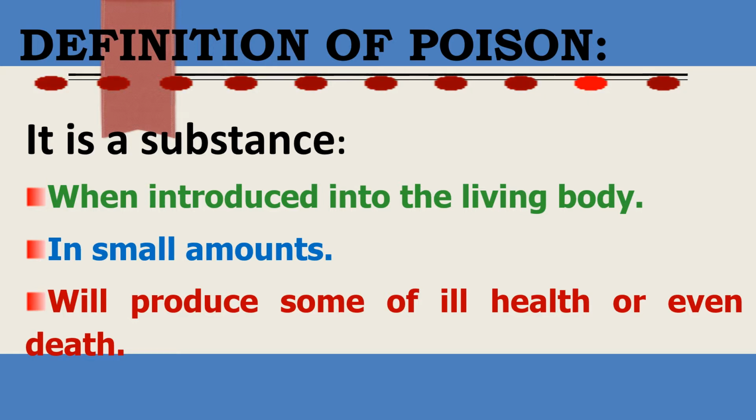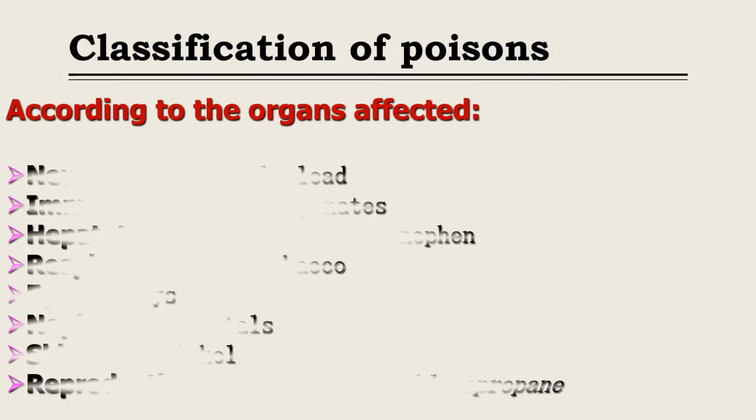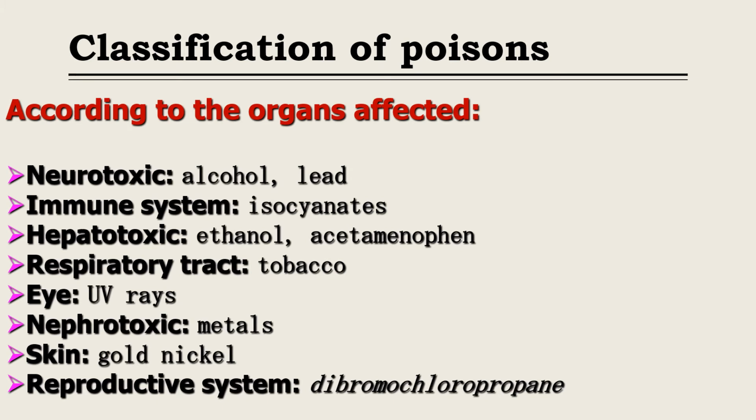But during our lectures, we will use both alternatively without focusing on the meaning of poison or toxin. First of all, the definition of poison is a substance which is introduced into the living body in a small dose and will produce ill health or even death. What about the classification of poison? We have actually different classifications of poisons.